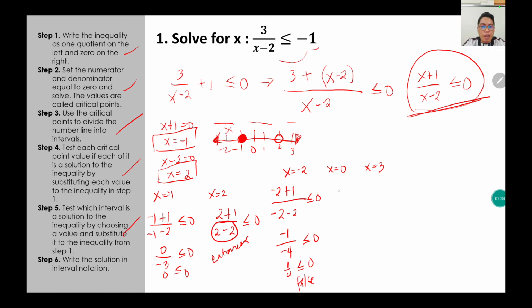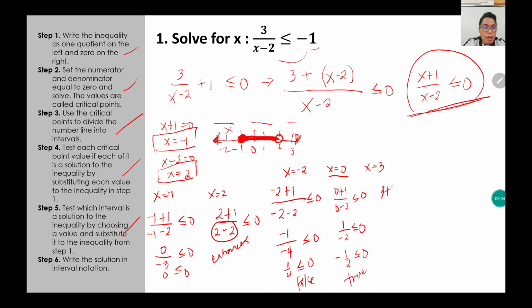We go now for x equals 0. So, (0 plus 1) over (0 minus 2) is less than or equal to 0. So, we have positive 1 over negative 2 less than or equal to 0. That's negative 1/2. Is negative 1/2 less than or equal to 0? This is true. So, we're going to shade this interval, dahil dito nanggaling si 0. Yung chinek natin na 0, dito siya sa second one. We shade it.